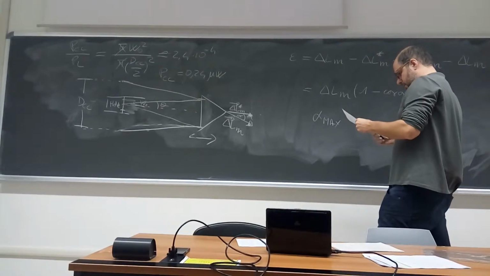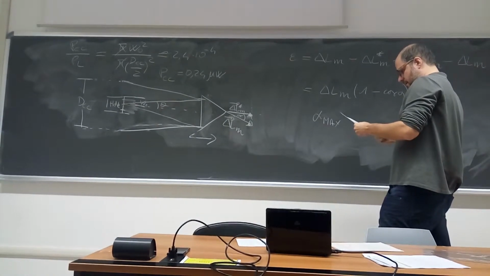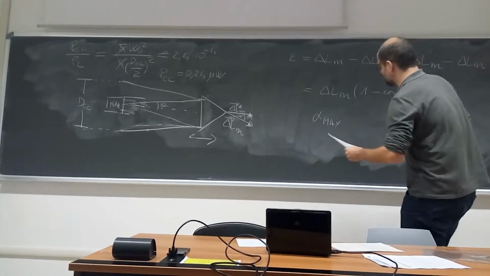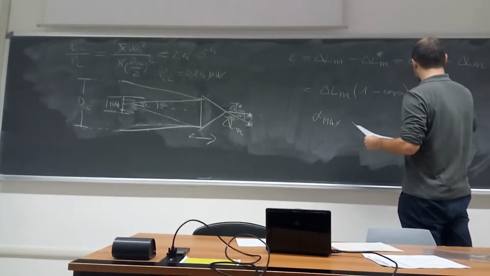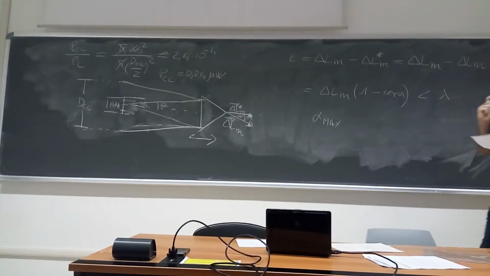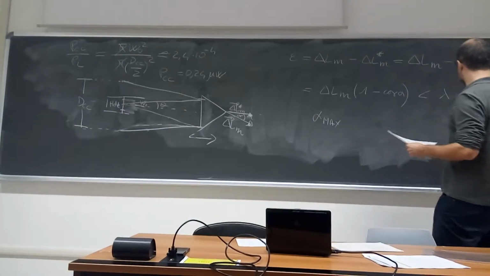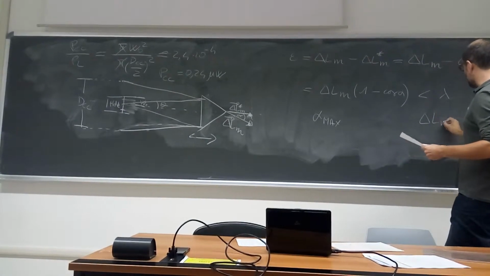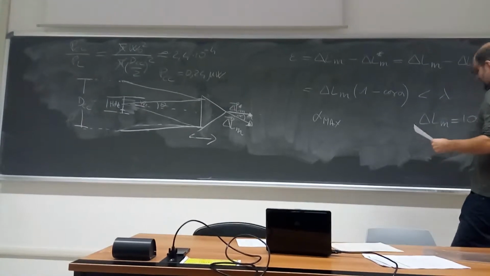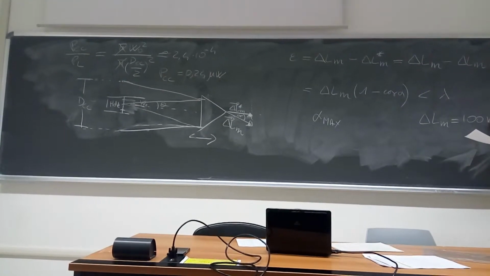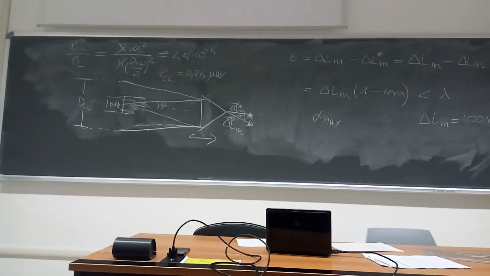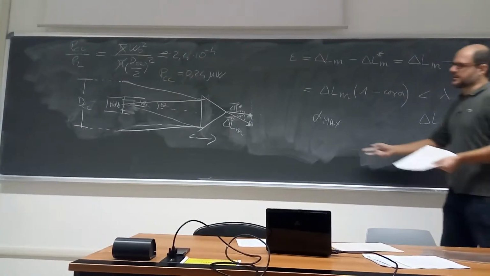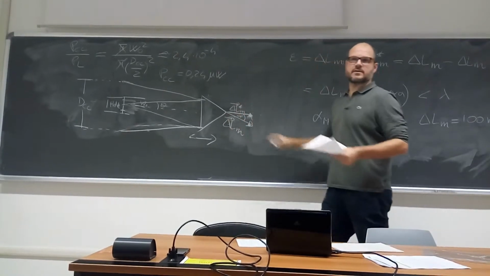And you have to evaluate this angle in order to have an error that is lower than the wavelength if you are considering a real movement of 100 millimeters. Okay? So with this displacement, you are working with a corner cube. Okay? This is the real situation.